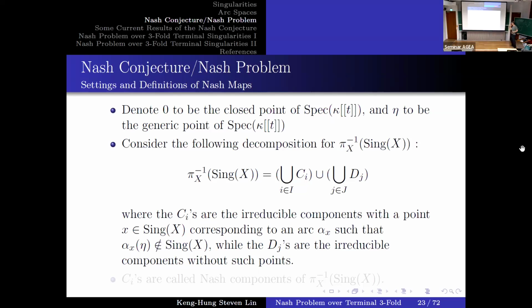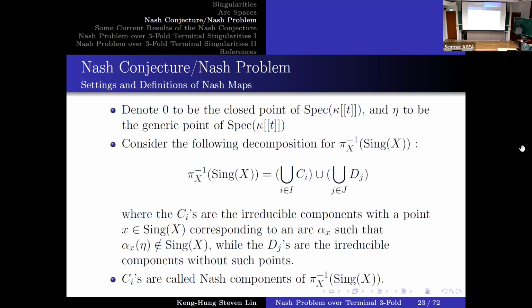Okay, where Ci are irreducible components with a point x in Sing X corresponding to an arc, such that if you consider its corresponding generating point, it is not belonging to the singular locus of X, and Dj are the other irreducible components. Okay, and these Dj are called Nash components of X. Sorry, I have not modified it. Okay, yeah. So what does it mean?